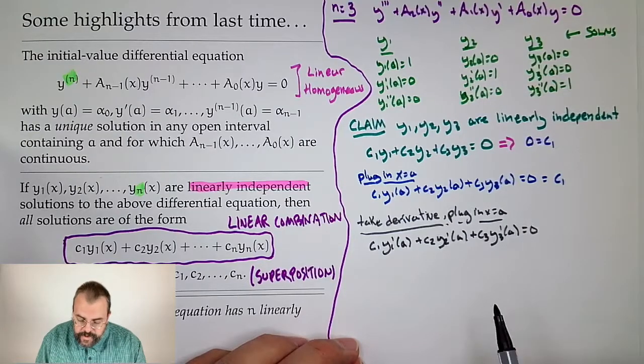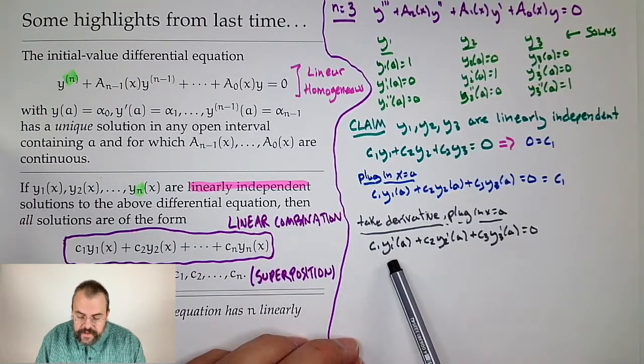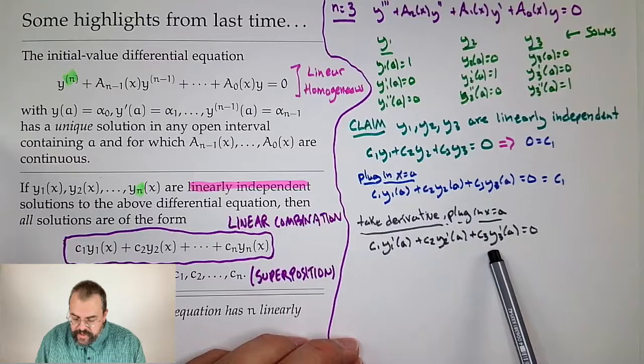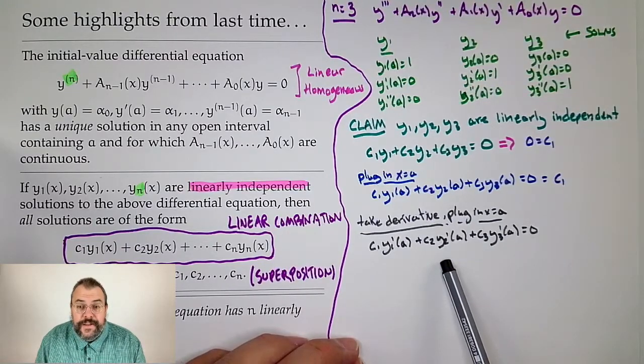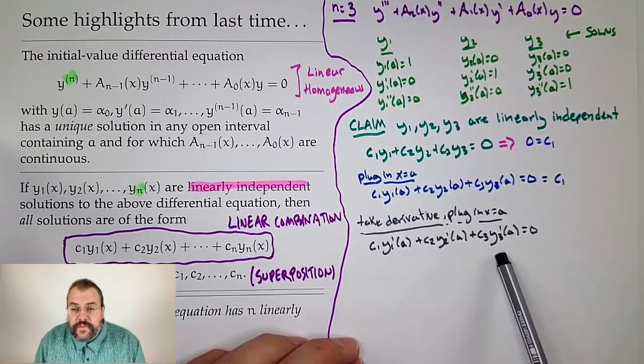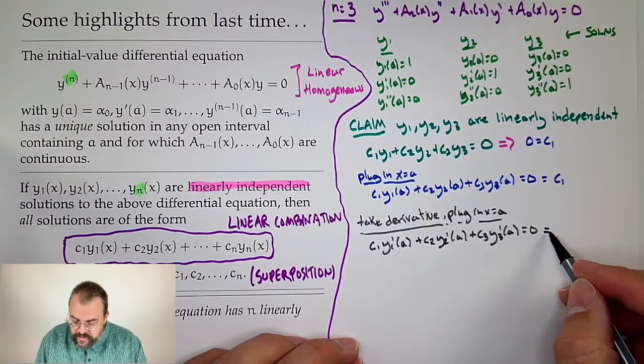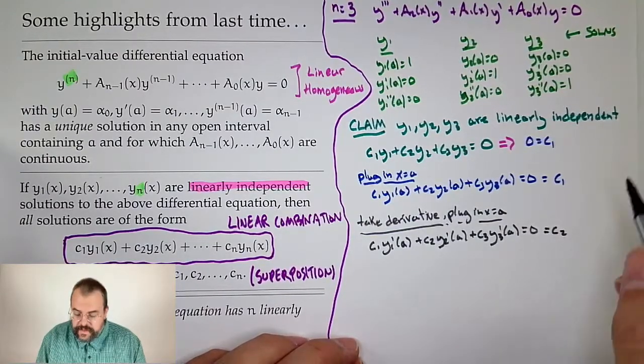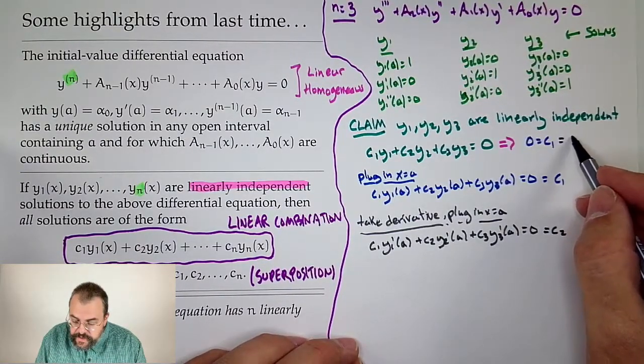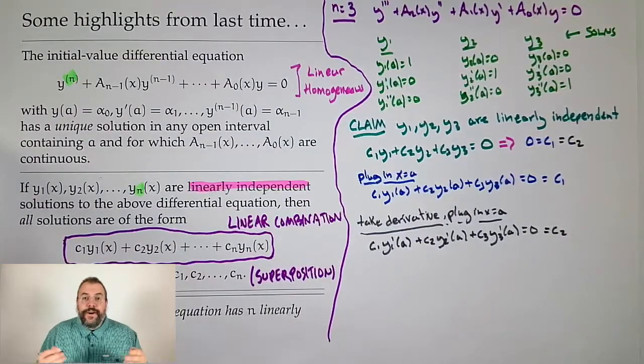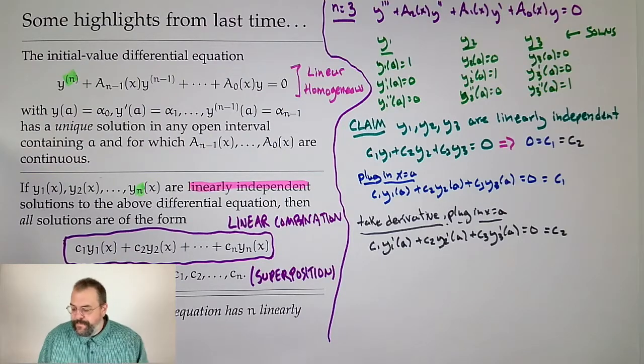All right, well, now we say, hey, y1 prime of A is 0. y3 prime of A is 0. y2 prime of A is 1. So this simplifies to C2. So wonderful. Now we know C2 is also 0. All right, 2 down, 1 to go. So how do we get that last one?